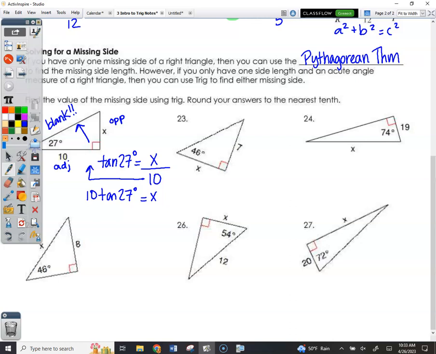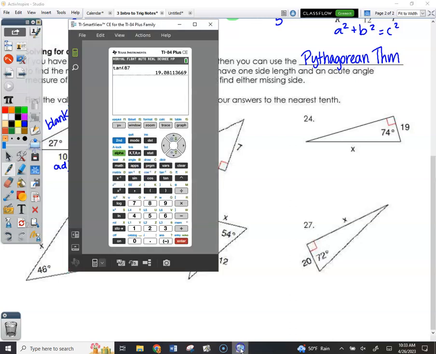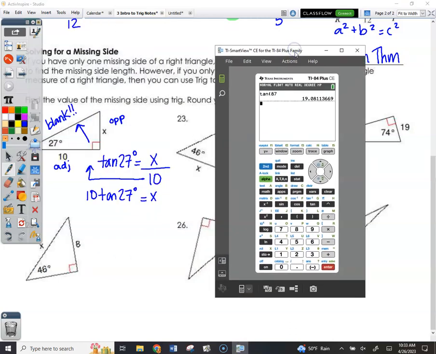And now the beauty of it is, in this case, x is by itself, which means I'm ready to go to the calculator and type it in. I'm going to type exactly what I see. I see 10, push the 10 button, then I see tan 27. You don't even have to close the parentheses because that's the end of what we need to type.